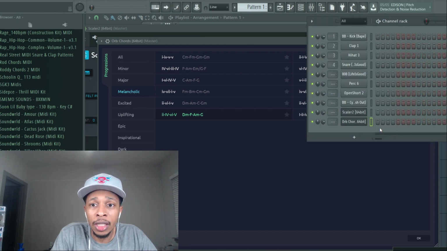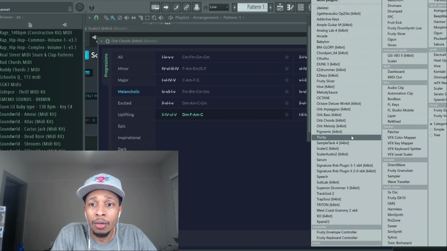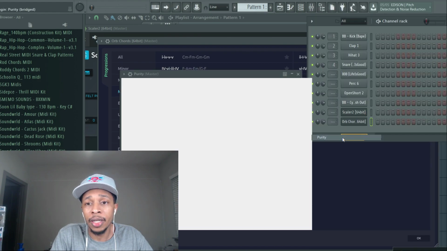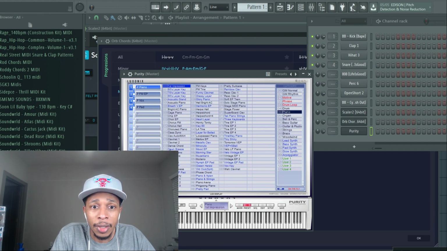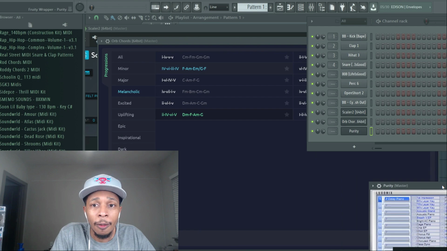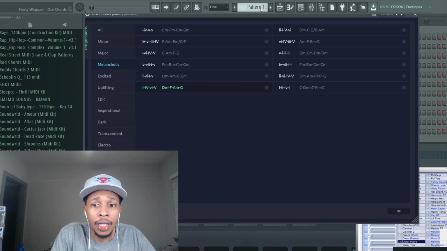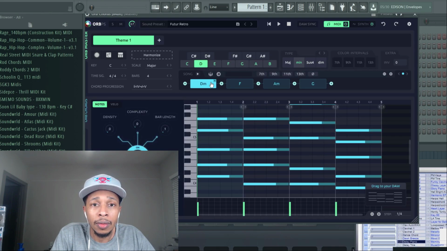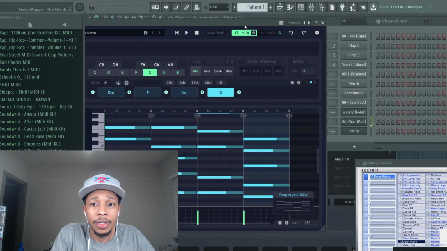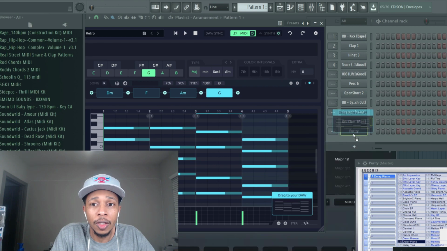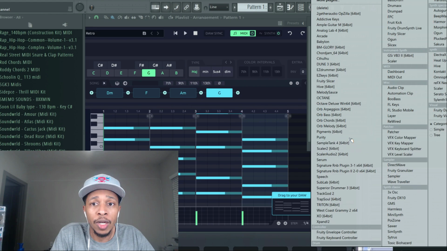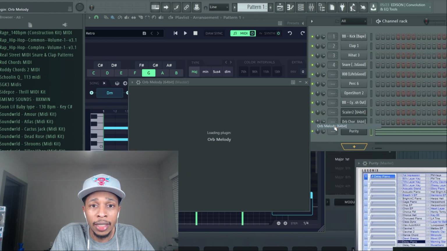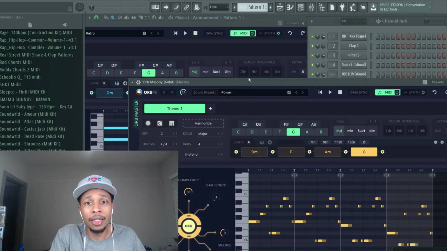So we're going to cook up something quick, as you know. We'll use Purity, and we'll use some regular keys or something like that. And we're going to say, okay, in C major, so we're going to move this over. And if you don't know, after you get your chords, you go straight into your melody, and it already locks in your melody for you.